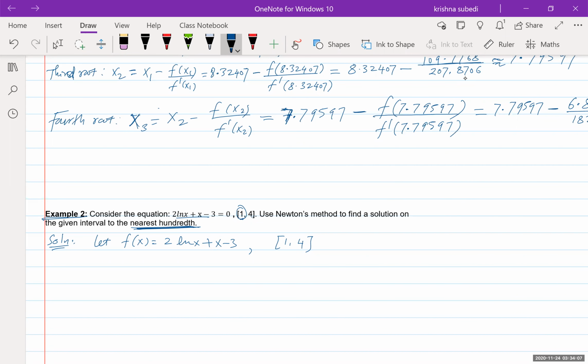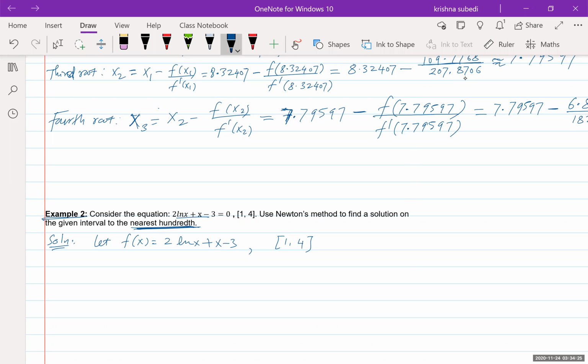To make life easy, I'll choose x naught to be 1. But in order to, if there is any root, then what we want to do first is we want to check whether there is any root between 1 and 4 or not.